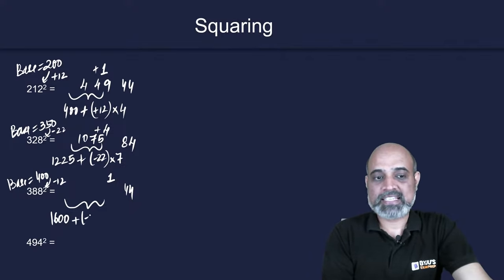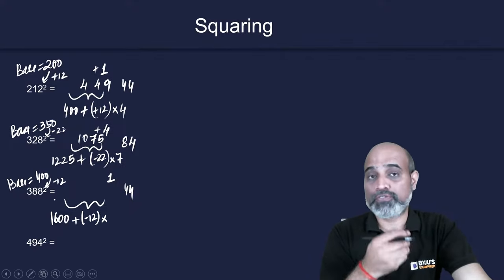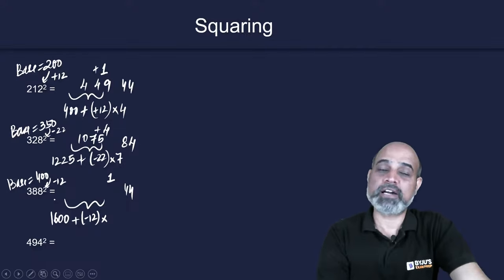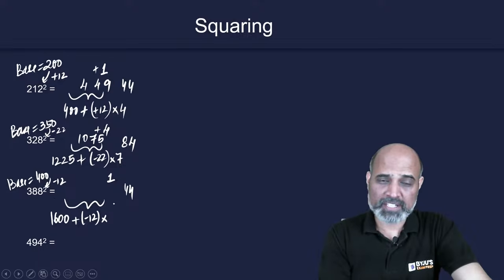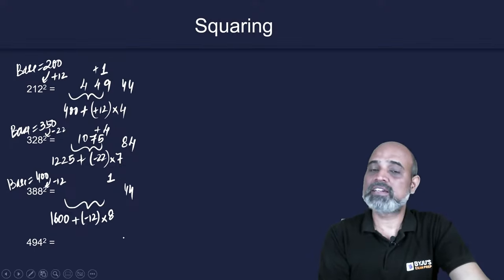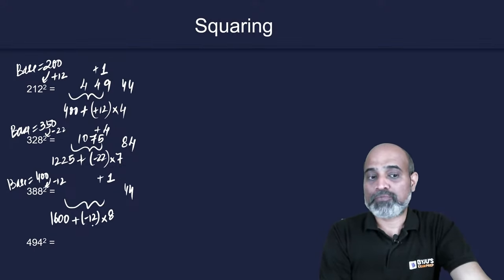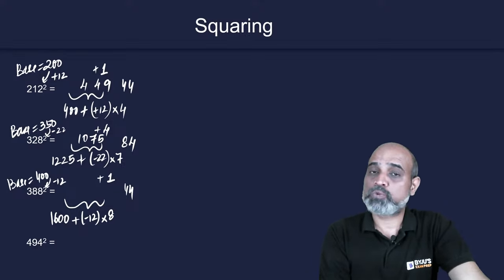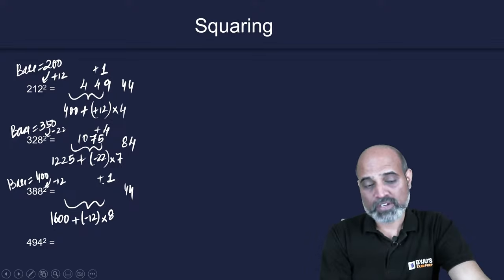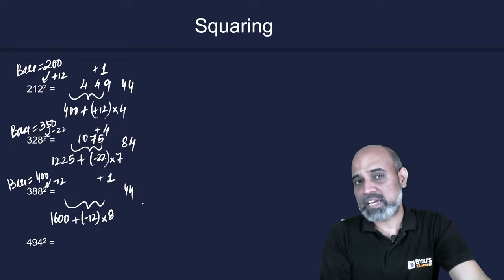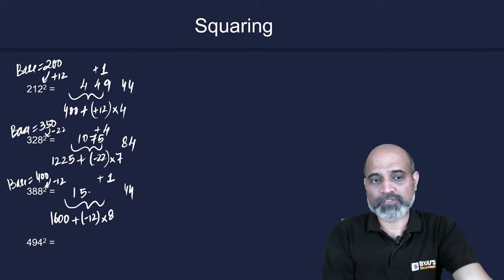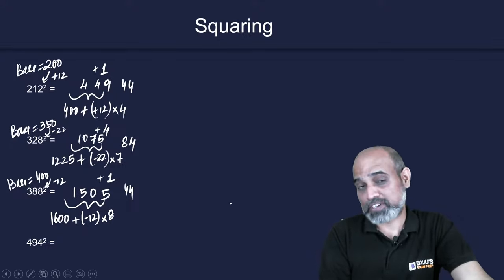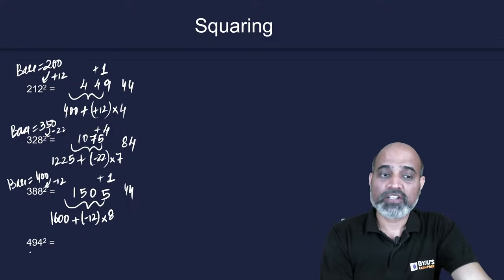Plus this distance, minus 12, into 400. In the table of 50, when does 400 come? 50 into 8 is 400, right? So this is going to be 8. So we have minus 12 into 8, which is minus 96, plus 1, which is minus 95. So 1600 minus 95 will give us 1505. So 150544 becomes our answer.